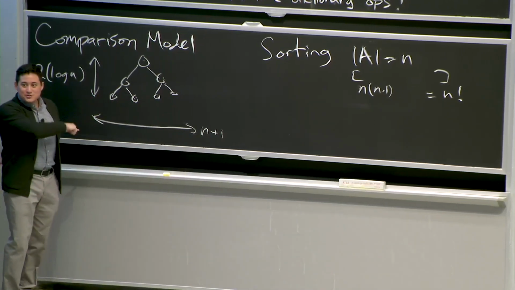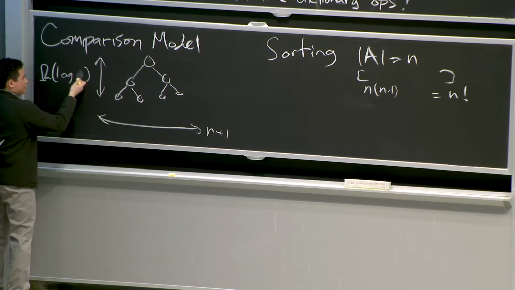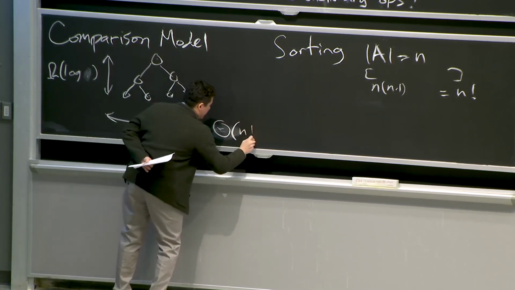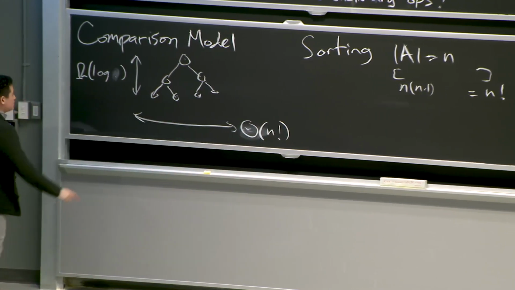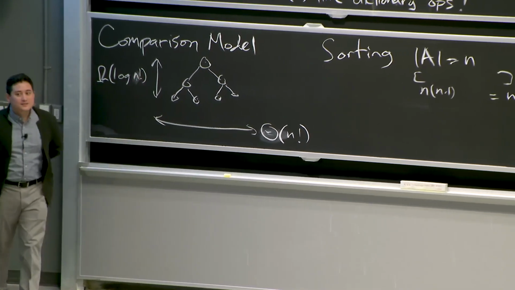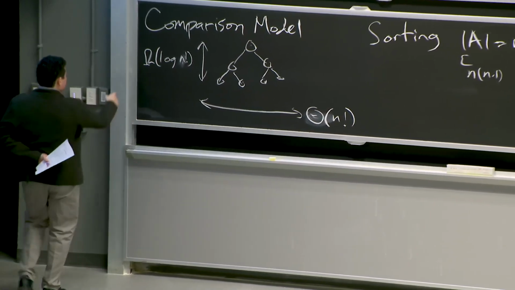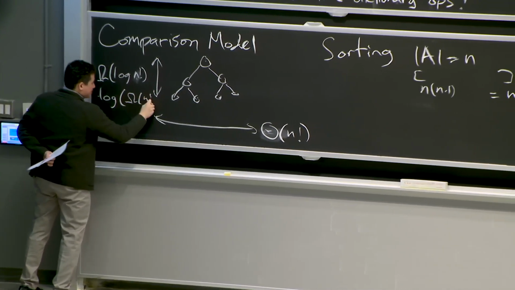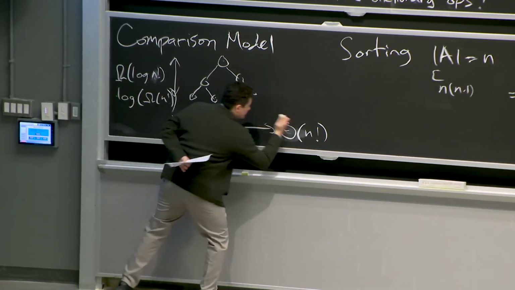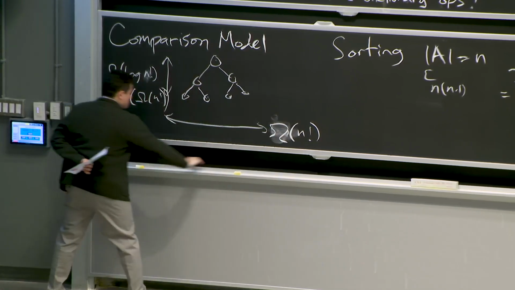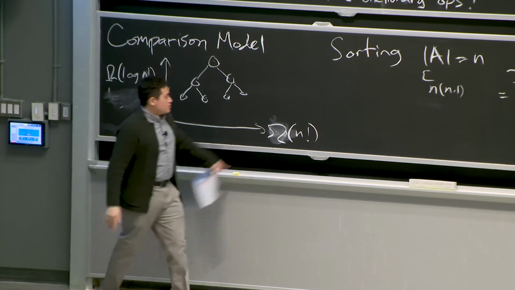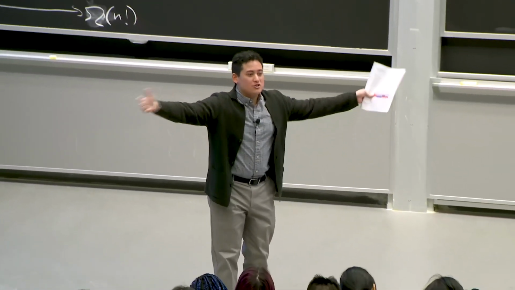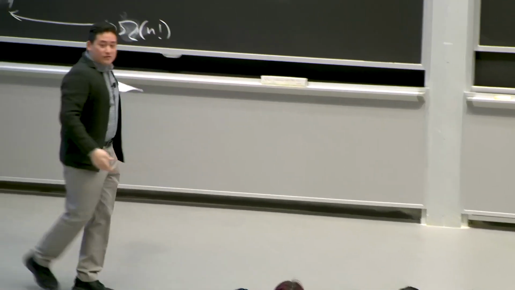The nice thing about doing this last week is that this is really just the number of leaves. So what's the number of leaves? Here it's actually n factorial, but it has to be at least omega of n factorial. There are algorithms that could take two different routes to get to the same output, so this is a lower bound on the number of leaves.